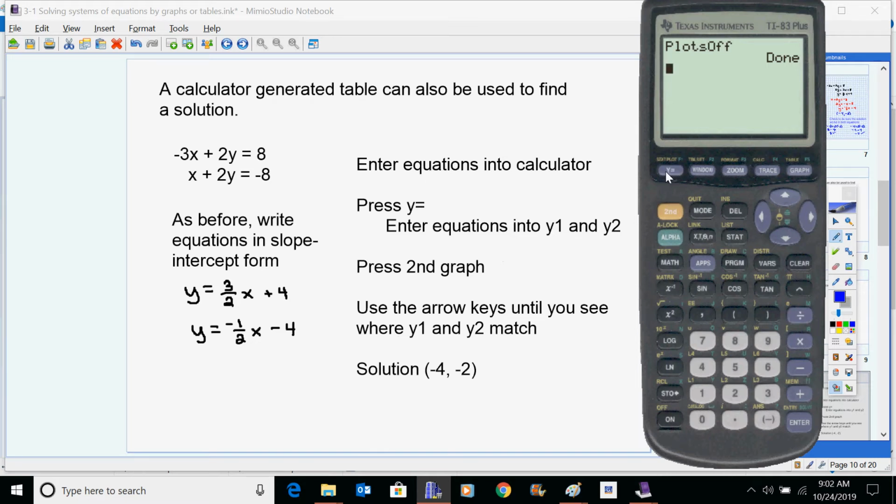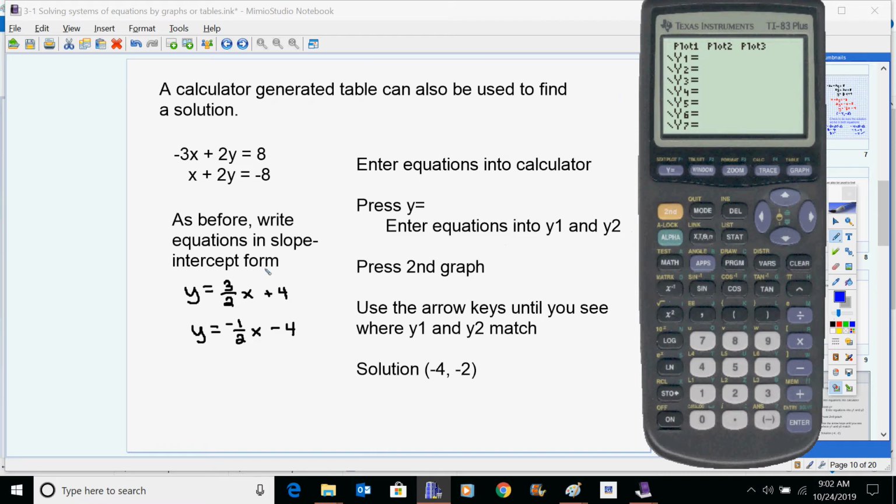So we then are going to push y equals, just y equals. It should be all nice and clean here in your equations, but if you have any leftover equations that are hiding there, just push the clear button and clear out any equations that might be hiding there so that you have just places to put in your two graphs that we want to look at.